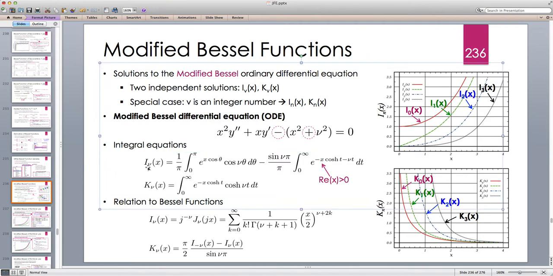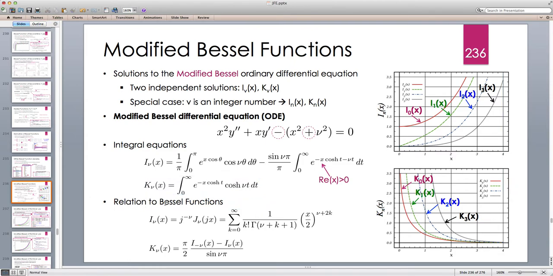But if nu is an integer, In, then sine of n pi is always 0, so we don't deal with this term. And then In of x is 1 over pi, integral from 0 to pi of e to the x cosine theta, cosine of n theta d theta. And then this cosine of n theta is always even in n. So In also has an even parity in n, and K nu always has an even parity in nu because of this cosh of nu t.